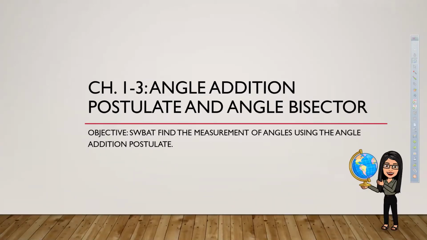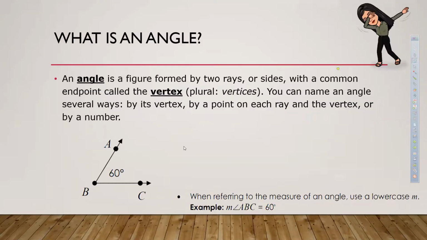Today we're going to be looking at chapter 1-3, angle addition postulate and angle bisector. And the objective for today is students will be able to find the measurement of angles using the angle addition postulate. So last week we were able to know what is an angle, how do we construct an angle, and how do we name angles.